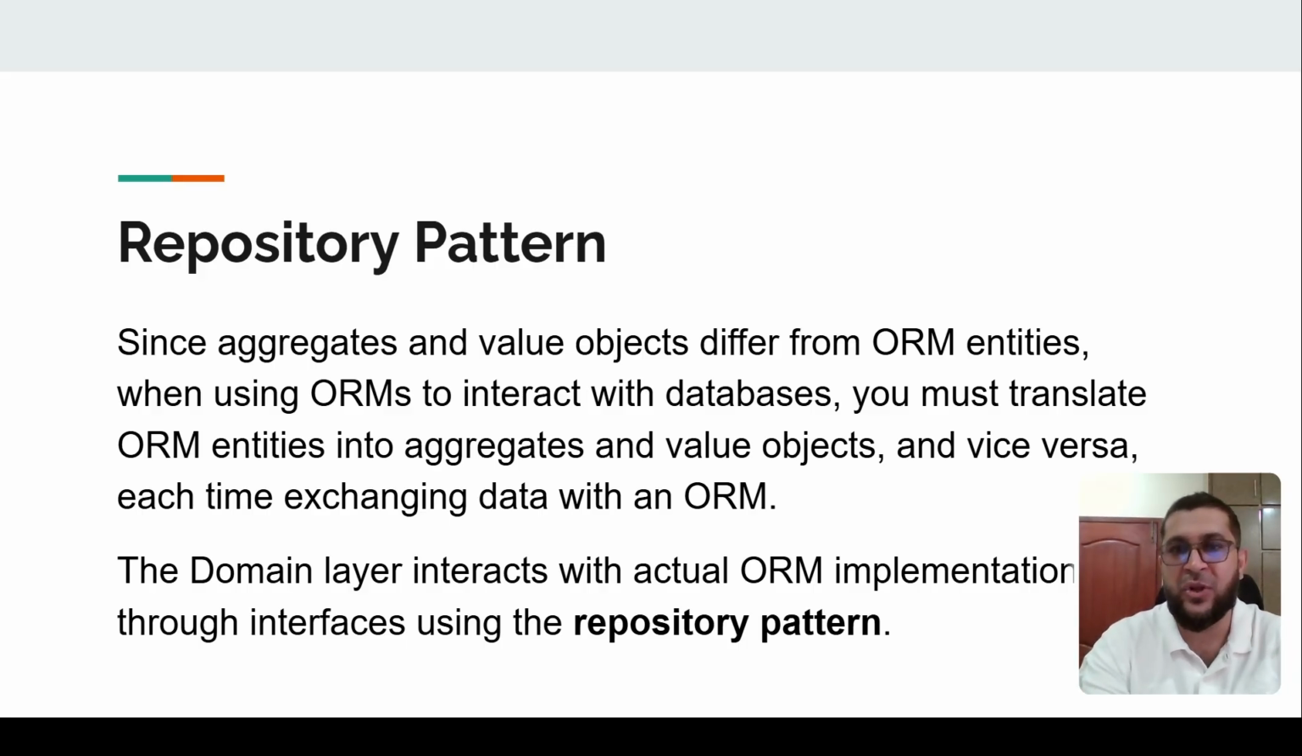Since aggregates and value objects differ from ORM entities, ORM actually saves the data inside the database, but aggregates and value objects are different, as we checked in the previous slides. When using an ORM to interact with the database, you must translate ORM entities into aggregates and value objects and vice versa, each time you exchange data with the ORM. Through the ORM, we exchange data from the ORM entity to the aggregate and value object, and from the aggregate and value object to the ORM. So in this case, the domain layer interacts with the actual ORM implementation through interfaces. So we need the repository pattern. This is the core concept of why we need the repository pattern in domain-driven design. So this is the reason.